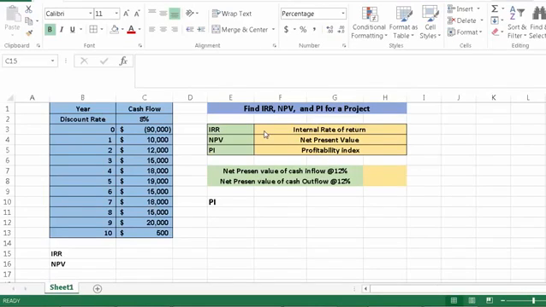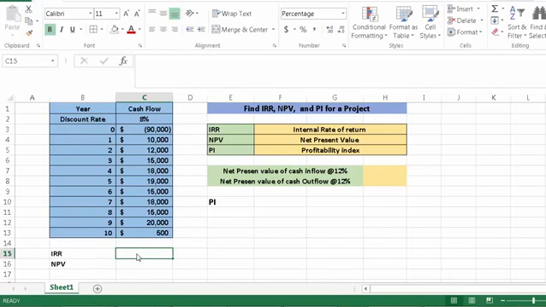In this project, we are going to calculate IRR, NPV and profitability index for a project. In this case, the years are from 0 to 10, with a cash flow in year 0 of 90,000 and other cash inflows given below. First, we calculate the IRR.